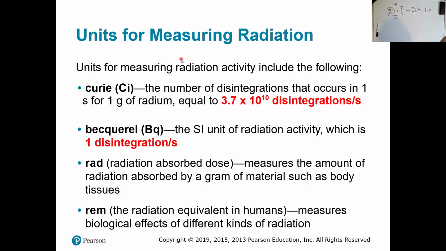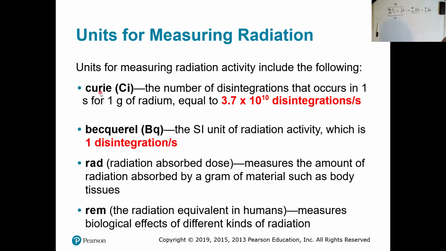When you're measuring radioactivity or radiation, there are different units that you can use. You have the more common unit of a Curie, and then the standard unit of a becquerel. Radiation is measured in terms of disintegrations per second. 1 becquerel, which is the SI unit for radioactive decay, is going to be 1 disintegration per second. So every becquerel is going to represent 1 disintegration per second.